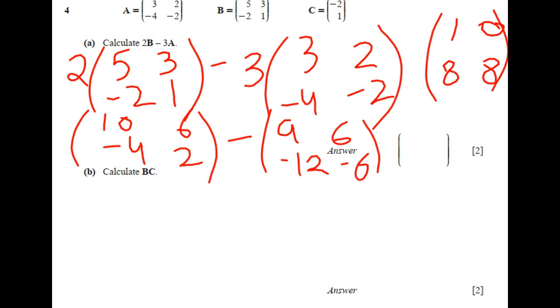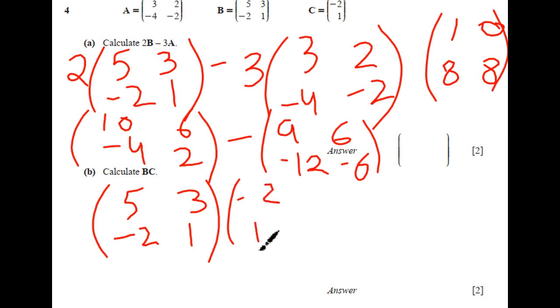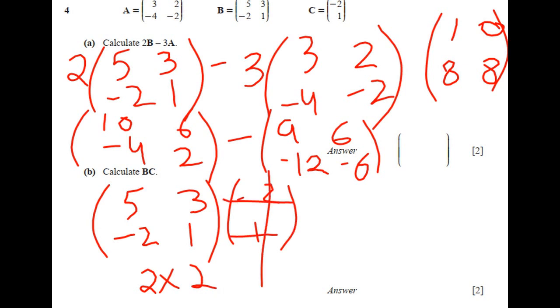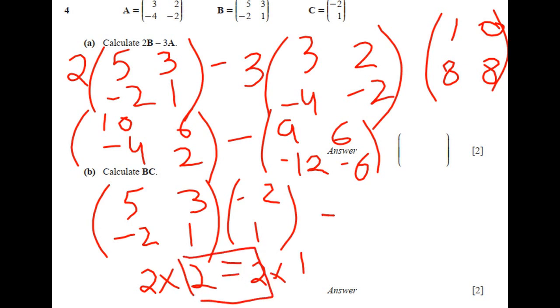Multiply B and C. Matrix BC: 5, minus 2, 3, 1 and minus 2, 1. Let's check the order of the first matrix. It has 2 rows and 2 columns. So we write 2 by 2, and the second matrix has 2 rows and 1 column, so that's 2 by 1. Since these two numbers are equal, multiplication is possible, and the resultant matrix order will be 2 by 1.